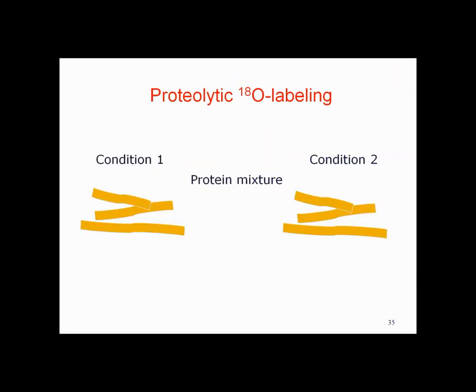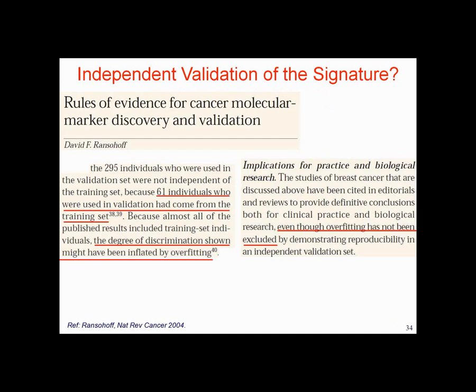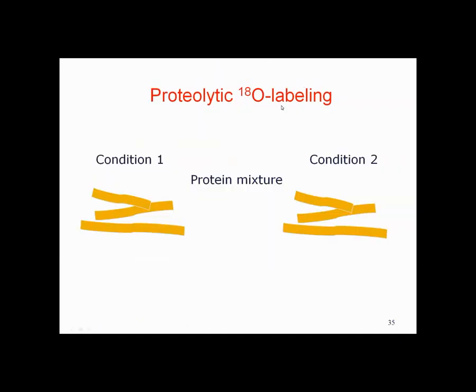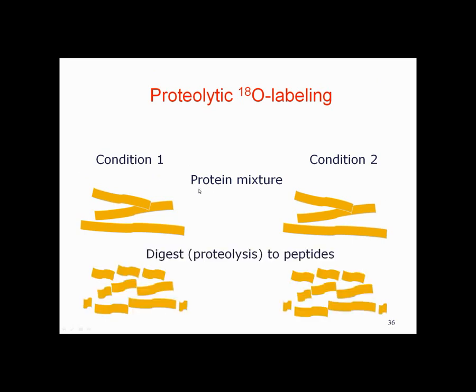Now, finally, let me go into the issue of the analysis a bit. Okay. Now, I will consider the case of this proteolytic 18O labeling. Basically, this is the case, as I told you, of applying blocking into your experiment. So let's say that you have two conditions, condition 1 and condition 2, and you have a protein mixture in two conditions. You digest it to peptides, okay, and you want to compare these conditions.